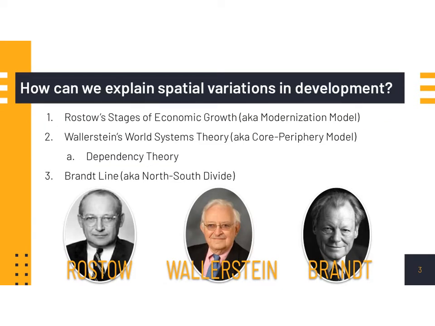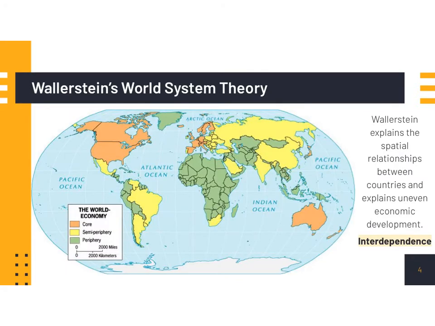So let's look at Wallerstein's world system theory, also known as the core periphery model. And then we're going to be looking at the Brandt line, which is also called the north-south divide. Wallerstein explains the spatial relationships between countries and explains uneven economic development. That is interdependence. So all of the countries of the world are dependent on one another.